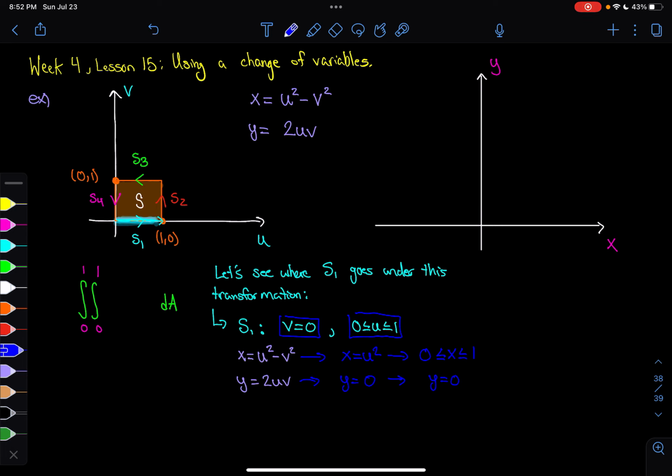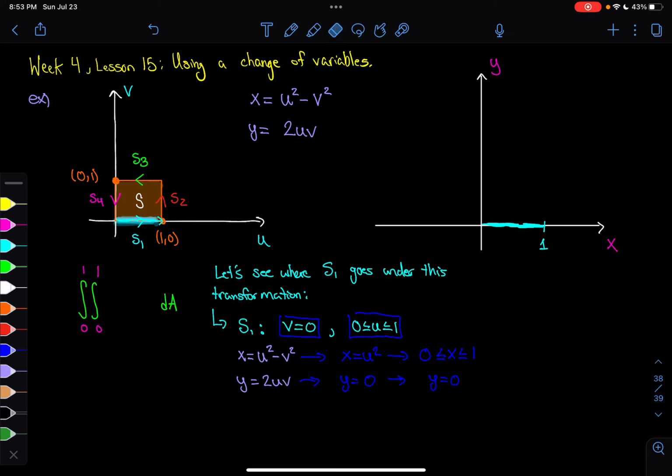So what is this? Well, this is the line y equals 0, where x goes from 0 to 1 over in xy land. So it's this chunk right here. Okay, that is what happens to S1. And you're like, oh, it's the same thing? Yeah, this one turns out to be the same thing. Well, that's great. Okay, fabulous.